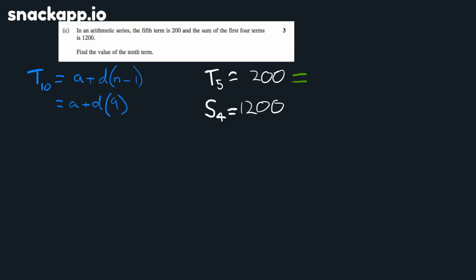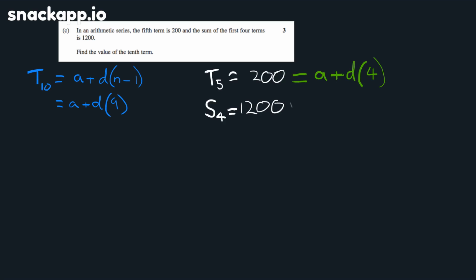Okay, so T5 is just a, similar to the way we did T10. It's just the first term plus the difference between each consecutive term times n minus 1, and n is just 5, so we're going to get 4 there. Okay, so there's our first equation, 200 equals a plus 4d.